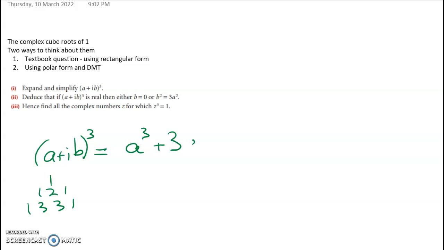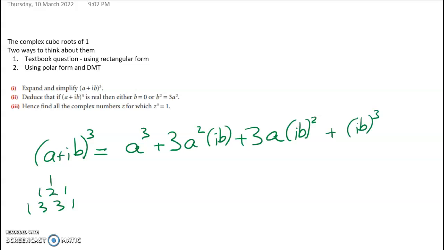I'm going to go through the textbook question, which is doing that in rectangular. So we have to expand and simplify a plus ib cubed. And that's just good basic practice at a binomial expansion from AS. So 1, 1, 2, 1, 1, 3, 3, 1 for my coefficients. It'll be a cubed plus 3a squared times ib plus 3a times ib all squared plus 1 times ib cubed.